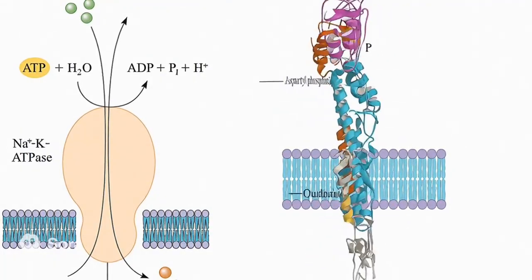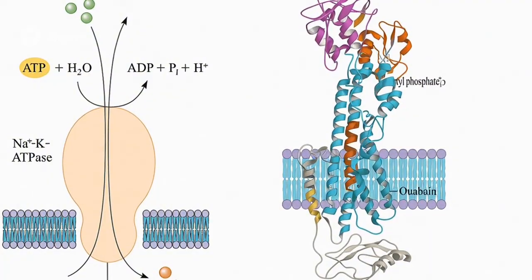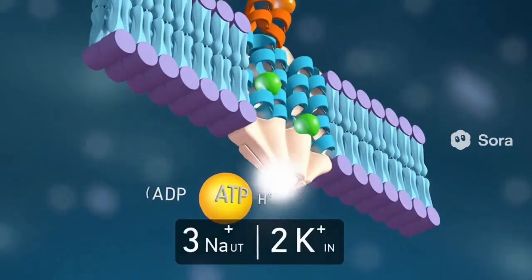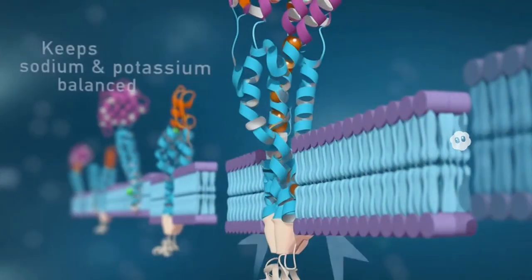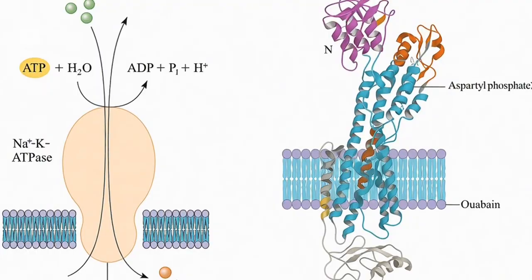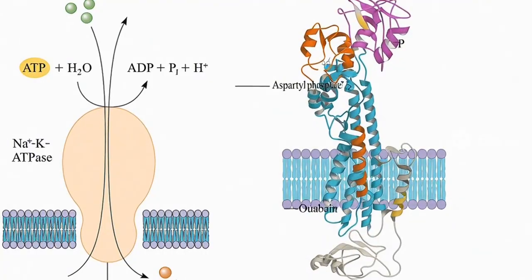The reaction sequence begins when sodium ions bind to the inside of the pump. ATP donates its terminal phosphate to an aspartate residue on the protein, specifically aspartate 369, shown in the right panel. This phosphorylation causes a major conformational change, flipping the protein's orientation and releasing sodium to the outside.